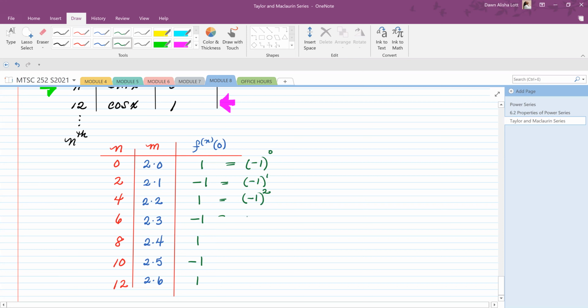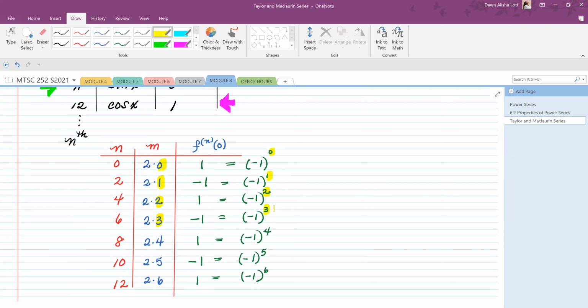And this one looks like -1 cubed. And this one looks like -1 to the 4th, -1 to the 5th, and -1 to the 6th. So notice, here's a 0, -1 to the 0, 1, 1, 2, 2, 3, 3. I got a pattern. That's my pattern. So now I know that my numbers are only even. I also know there are no zeros.